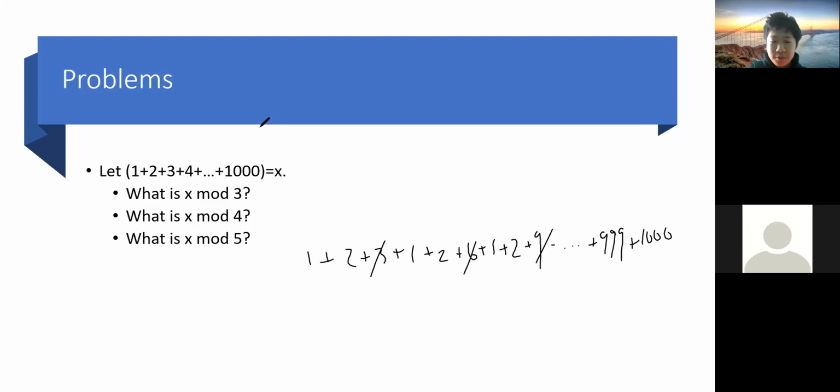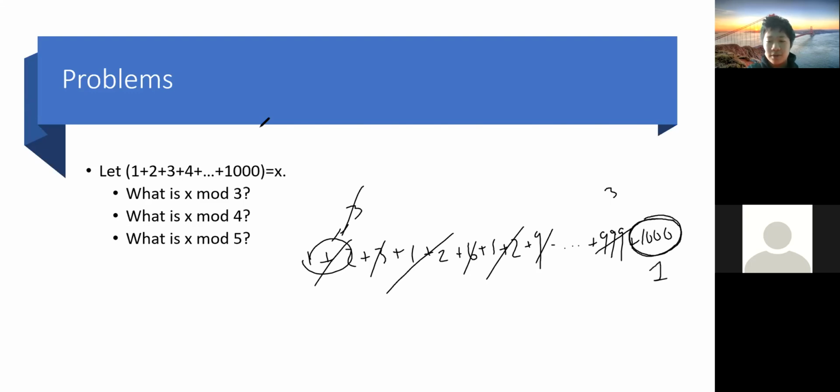Now you can see we have a lot of groups of 1 plus 2. 1 plus 2 is 3. And 3 is 0 mod 3, so those go away. All groups of 1 plus 2 will go away. So basically we have nothing. It's all 0 all the way up until 999, because that's the multiple of 3 we have here. But then we add 1,000 more. And 1,000 is 1 mod 3, so the answer is 1 mod 3, because everything else before that was 0 mod 3.